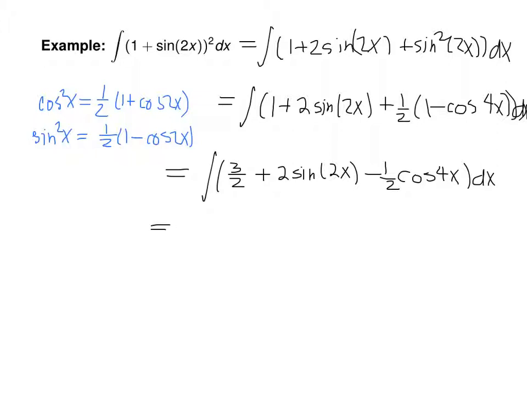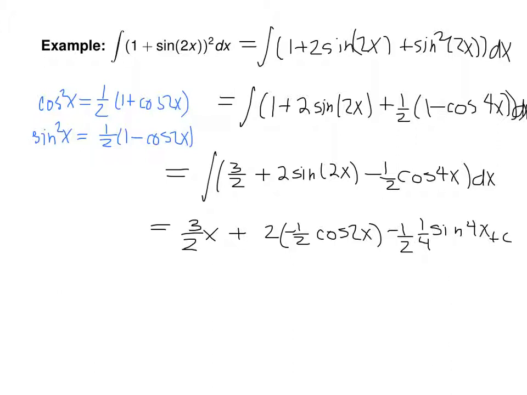So that will be 3 over 2 x. The antiderivative of sine of 2x will be negative 1/2 cosine 2x. And then minus 1/2 sine of 4x times 1/4, plus c. So simplifying slightly, 3/2 x minus cosine of 2x minus 1/8 sine of 4x.